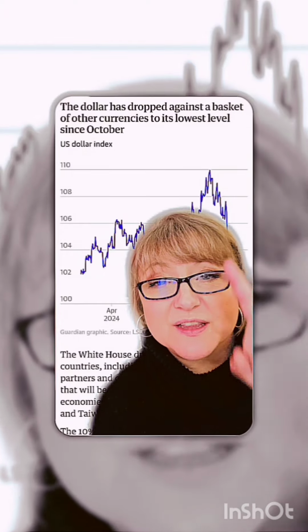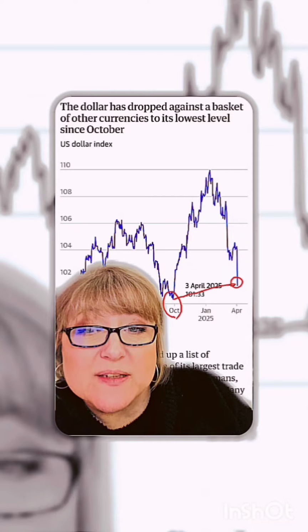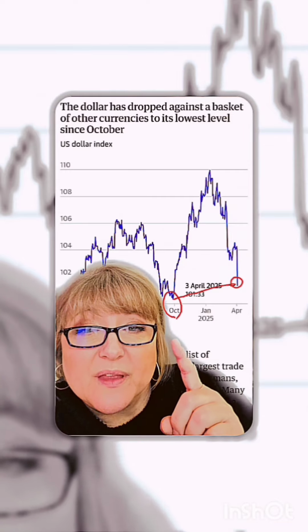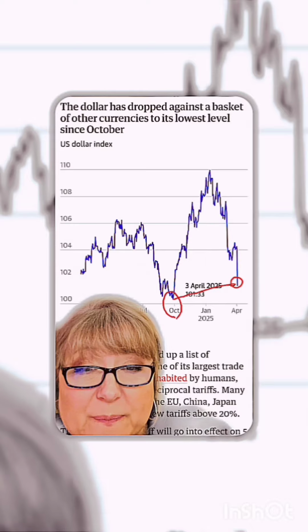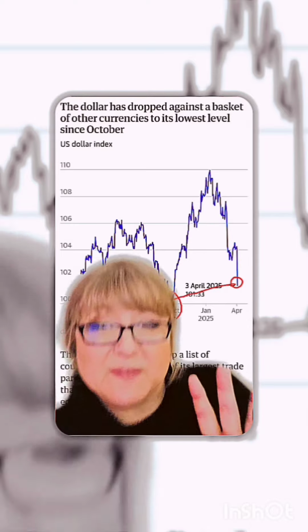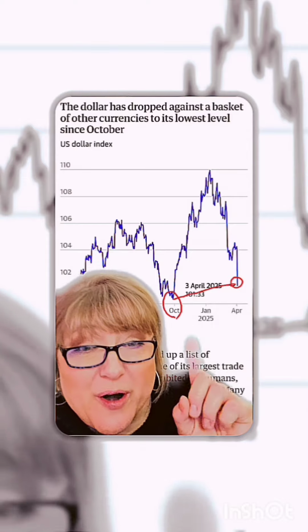First off, let's look at the headline up at the top. The dollar has dropped against a basket of other currencies to its lowest level since October. Well, if we look at this graph from the US Dollar Index, it does show us that in October we were down to almost 100. I don't know any of what the actual stuff means on the graph, but I understand that this is where we were in October.